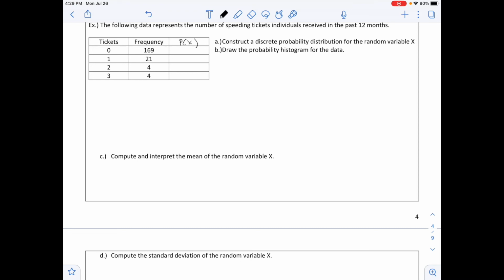And in order to get our probabilities, we have to take that frequency for each of these and divide by that total number of frequencies that we have, which is going to be 198. This is also called finding your relative frequencies, like we saw in the previous chapters. For probabilities, we're rounding to 4 decimal places.